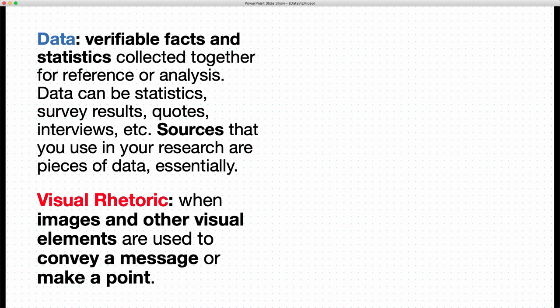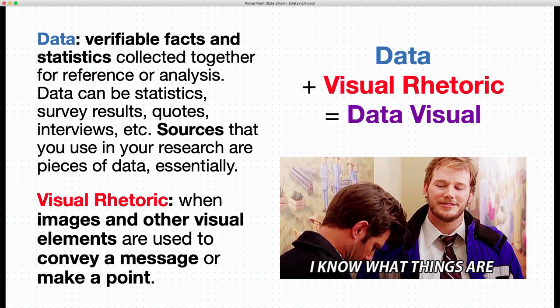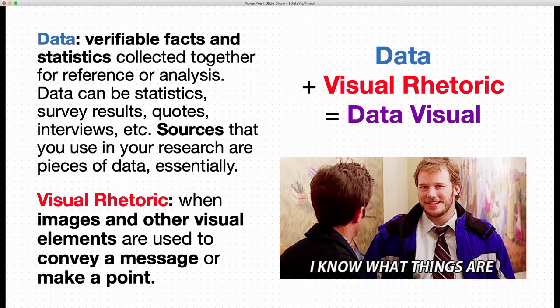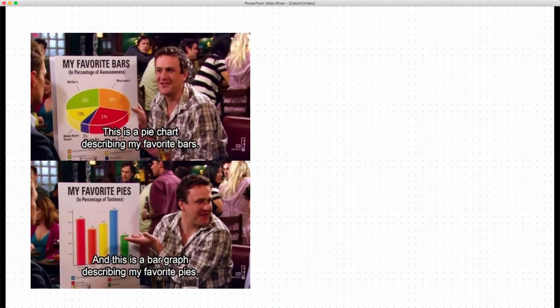And the visual part is short for visual rhetoric. And you know a little bit about rhetoric already, but when we take it to another level, the visual level, it becomes about images and other visual elements that convey points or make arguments or convey messages. So data plus visual rhetoric makes a data visual. And now you know what things are. So a data visual is a part of rhetoric.